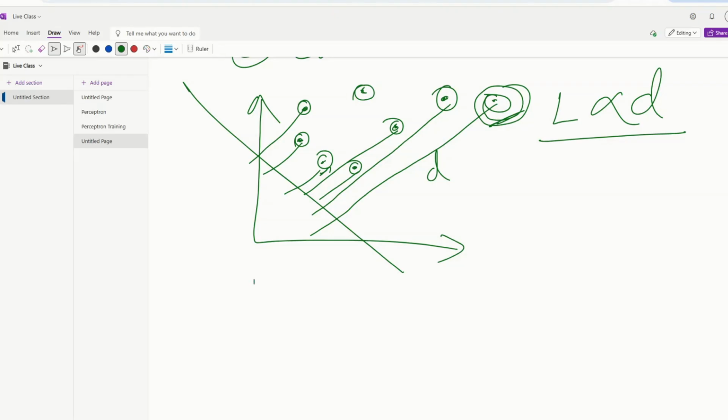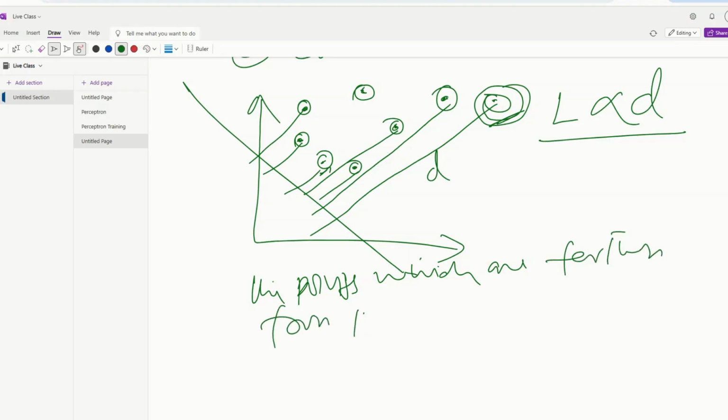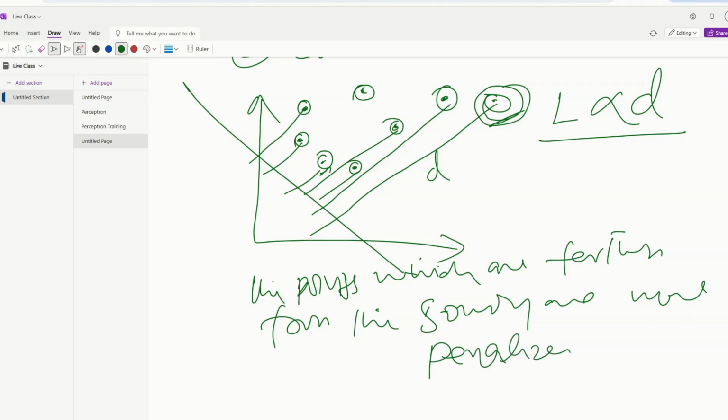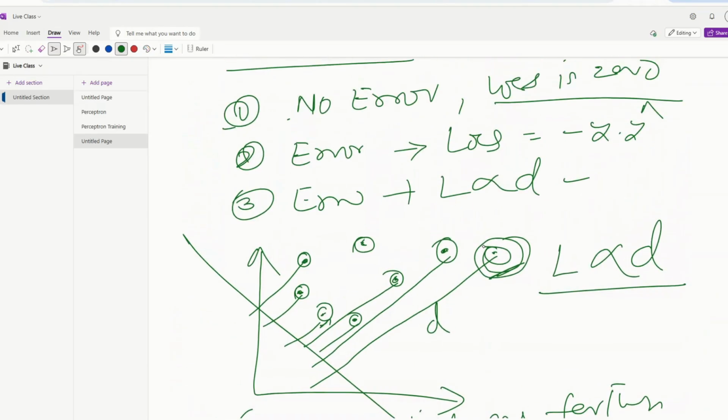The points which are farthest from the boundary are more penalized. I mean, those points will have more error penalized. This is what the loss function is telling us, just looking at the mathematical equation.